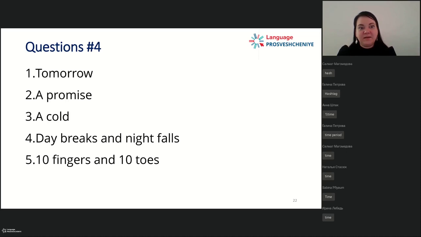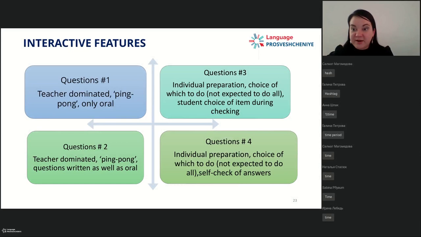Okay, so basically here we were speaking about four different interactive features. In question set number one, the teacher dominated, right? And it was a ping-pong kind of activity, IRF kind of thing, and it was only oral. In question set number two, the teacher dominated again. It was again a ping-pong activity, but questions were written as well as oral.